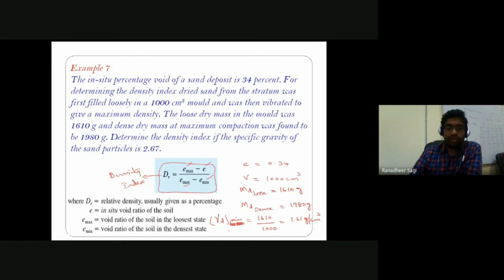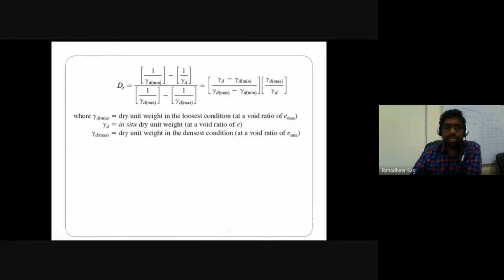Now likewise, if I go ahead and calculate gamma D maximum, gamma D maximum is nothing but the mass of the dry soil in densest packing, that is 1980, divided by 1000 centimeter cube, the volume of that mold. So 1.98 gram per centimeter cube.